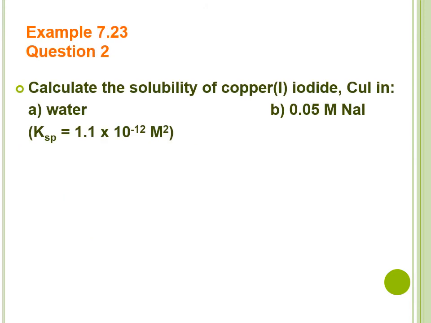Example 7.23, question number 2. Calculate the solubility of copper(I) iodide in water and 0.05 molar of sodium iodide, given the Ksp is 1.1 times 10 to the power of negative 12.